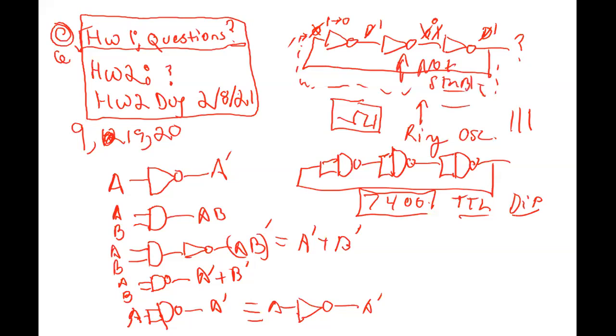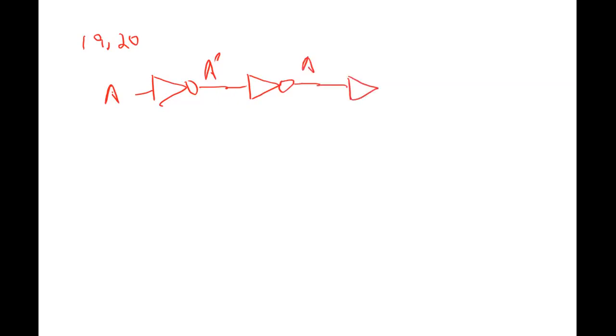Right? And you can see that, right? Because here, let's try it again. Only this time, I'm going to keep 19 and 20 handy here because I haven't done those yet. But what we'll do is we'll run an experiment. If A is on input, then the output must be A prime. If A prime is on input, then the output must be A. If A is on input, then the output must be A prime.